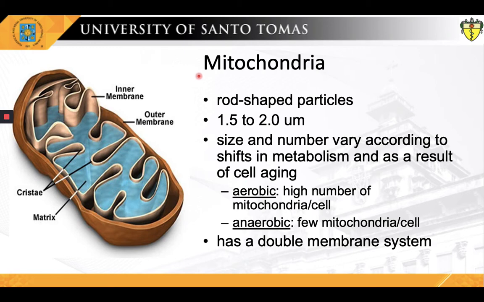The next organelle in our discussion is the mitochondria. These are rod-shaped particles with a length of 1.5 to 2.0 micrometers. The mitochondrion is approximately a 20th of the size of the cell nucleus. Although mitochondria are found in virtually all eukaryotic cells, the size, the shape, and number vary from one cell to another in response to shifts in metabolism and as a result of cell aging. Certain generalizations can be made regarding the number of mitochondria per cell. In cells characterized by a high degree of aerobic, or oxygen-dependent metabolism, the number per cell might be quite large. In contrast, cells participating primarily in anaerobic, or non-oxygen-dependent metabolism, contain only a few mitochondria.